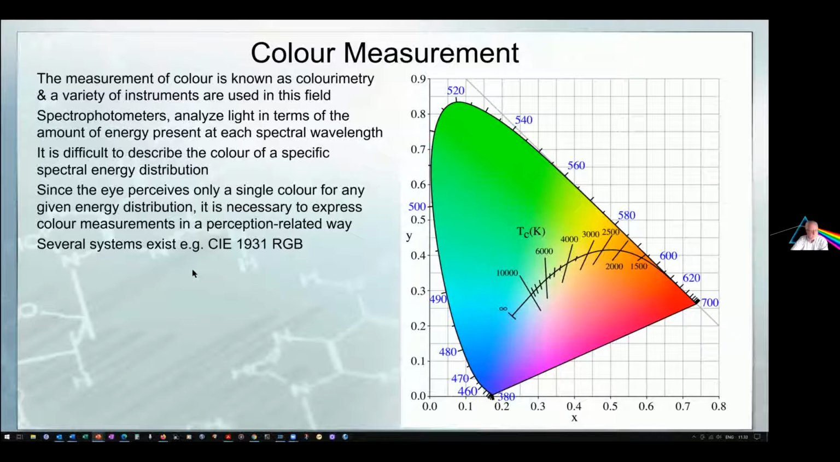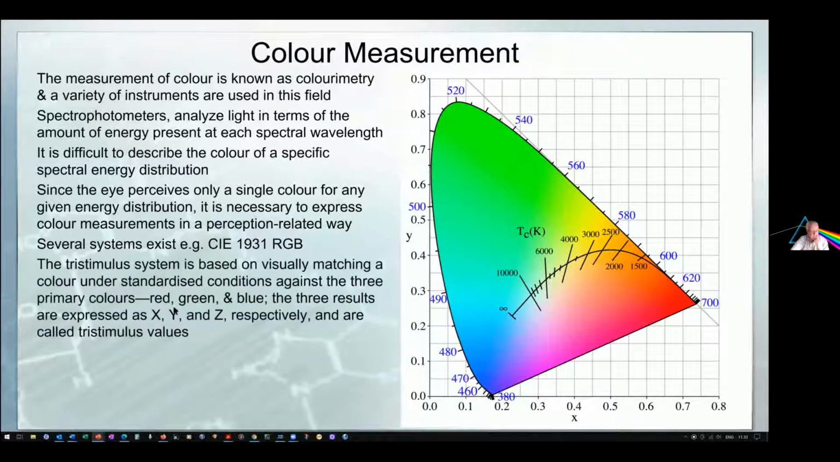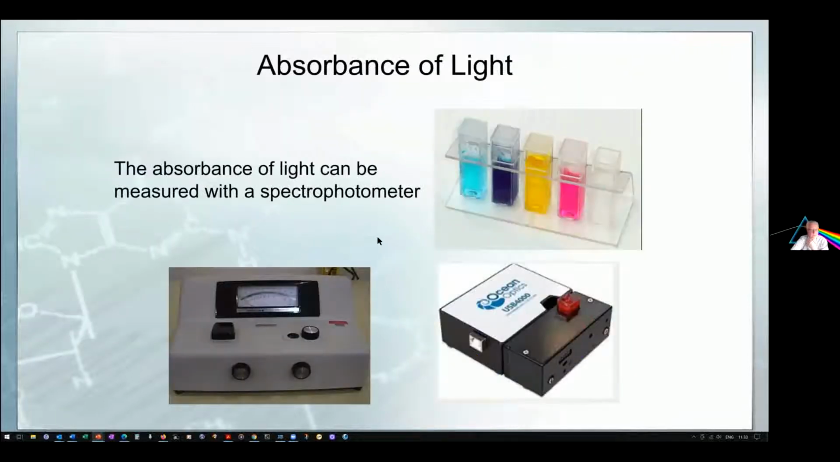This is one specific one based on RGB measurements on an axis. It's called a tri-stimulus system, and basically you measure X, Y, and Z proportions. So X, Y, and Z. And you can also use absorbance of light to measure the color, measured with a spectrophotometer, typically done in laboratories.